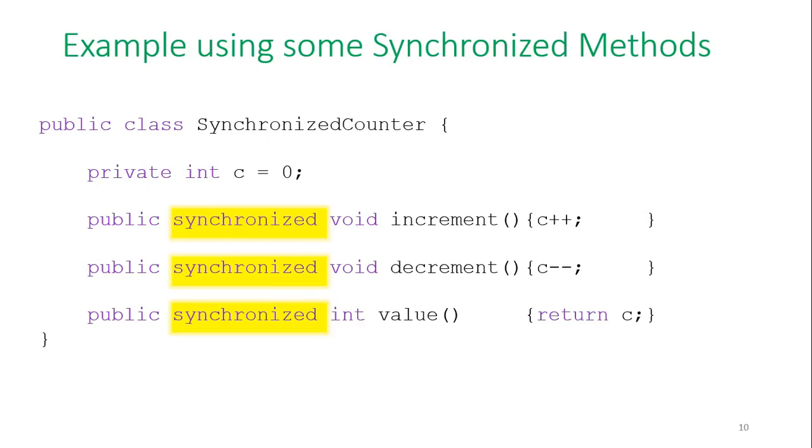So let's take a look at the code that we had so far. We had a counter class, okay? We are going to slightly modify it. So now we are writing the class SynchronizedCounter. We still have this private field that's meant to be shared, okay? And then our 3 methods that we had before, the increment, decrement, and value methods, we are going to mark them with the Java keyword synchronized.